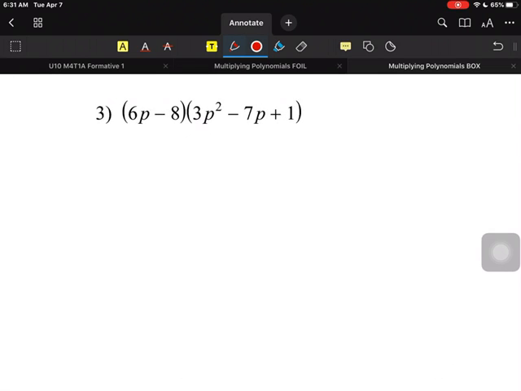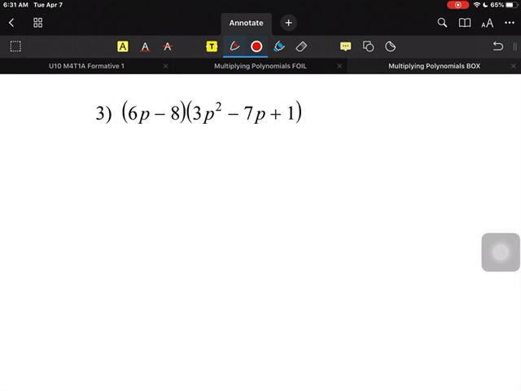If you've already watched the FOIL video with this, great. We are going to get the same answer using the box method. So you can pick between the FOIL method and the box method, whichever one is easier for you.